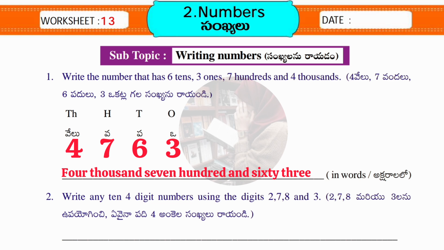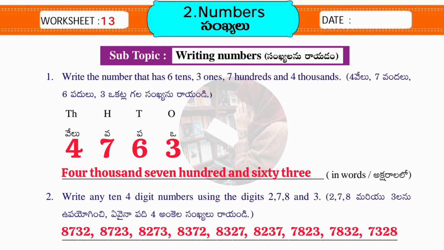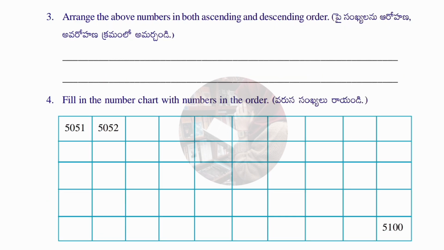Here 4 digits are given: 2, 7, 8, 3. By using these 4 digits, we have to make any 10 numbers. So let's see: 8732, then 8723, then 8273, then 8372, then 8327, then 8237, then 7823, then 7832, then 7328. Okay, in this way you have to make.